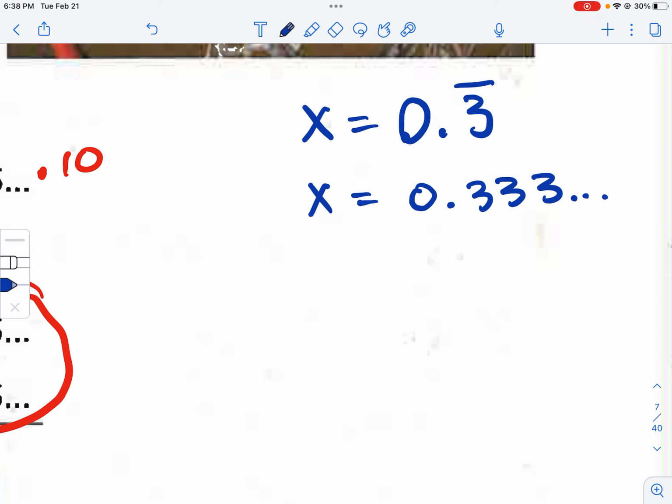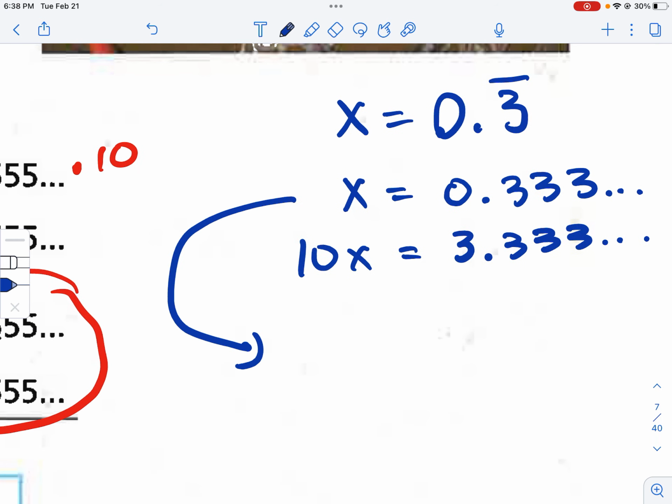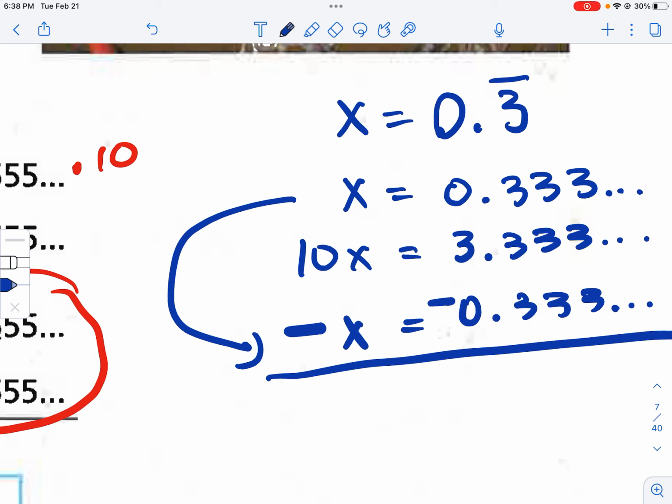Since we only have one place that is repeating, I'm going to multiply both sides of the equal sign by 10. And when I do that, I get 10x on the left-hand side. On the right-hand side, I'm moving my decimal over one spot. 3.333. Okay? Then I'm going to bring this down here. X equals 0.333, and so on. And I'm going to subtract this. That's what I'm doing. I'm subtracting.